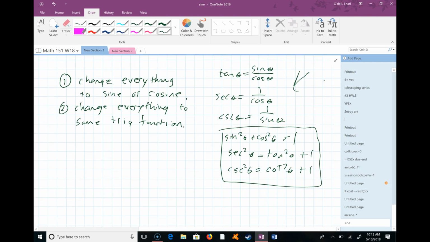Okay, so that's what we're going to use in number 1 and 2. We're going to just sub out things that are equal. So if I have a tangent in my expression, I can change it to sine over cosine. Right? Okay. Step 3 is algebra.